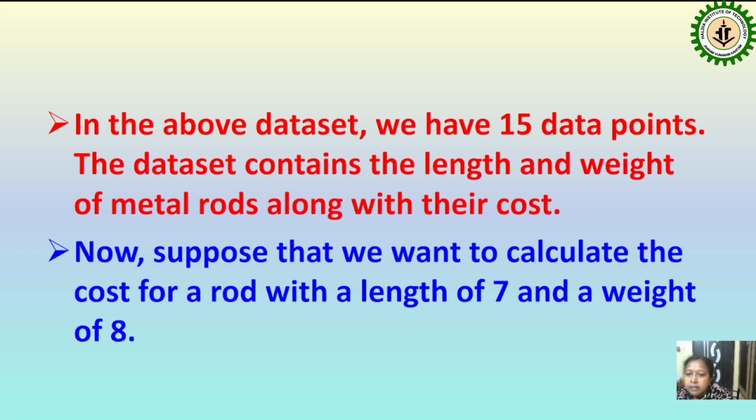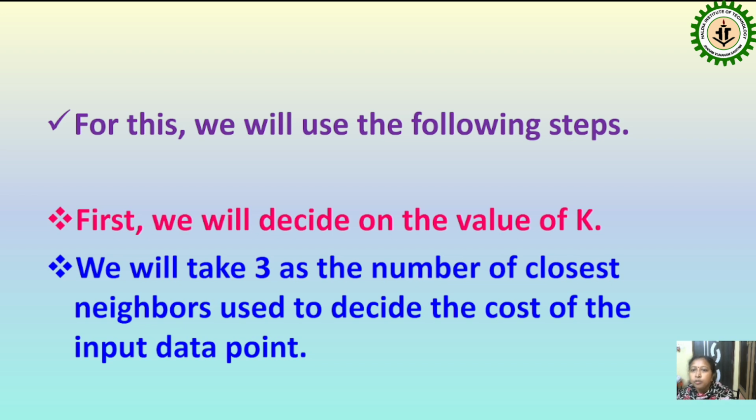Now here a new data point is there. We have to calculate the cost for a rod with a given length, that is 7, and a given weight, that is 8. Now for this we will use the following steps. First, we will decide on the value of k. We have taken the value of k equal to 3. We have to calculate only the 3 nearest neighbors. That will be used to decide the cost of the input data point.